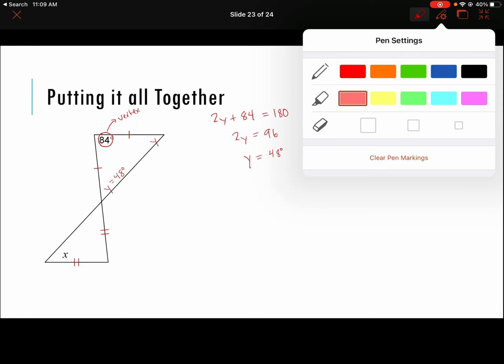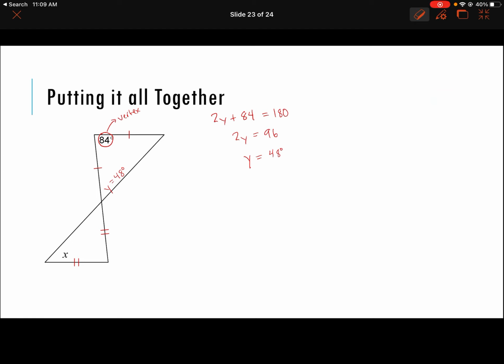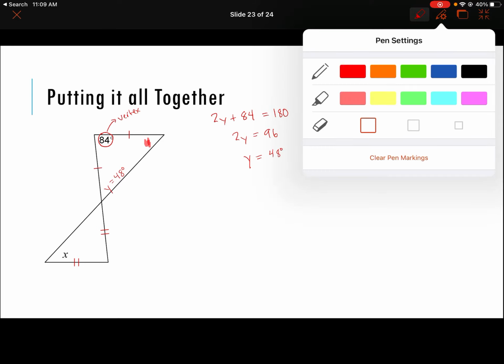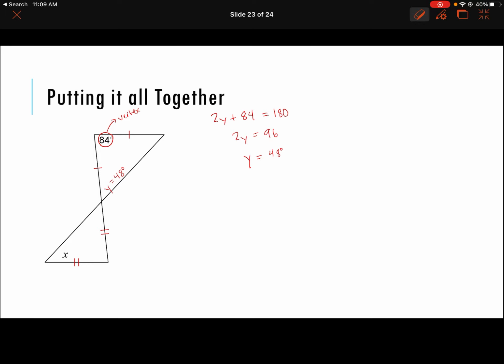Let me get my eraser. Nope, it did the highlighter. Not highlighter, pen. Nope, see, it's doing a highlighter. Why are you like this? So take that out, and let's go back to the pen.